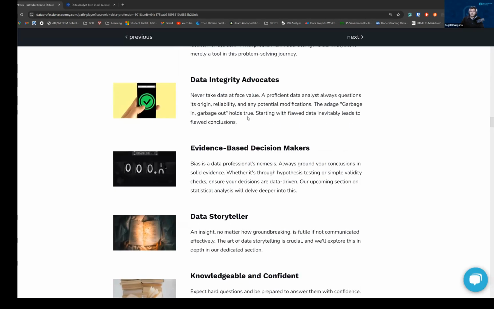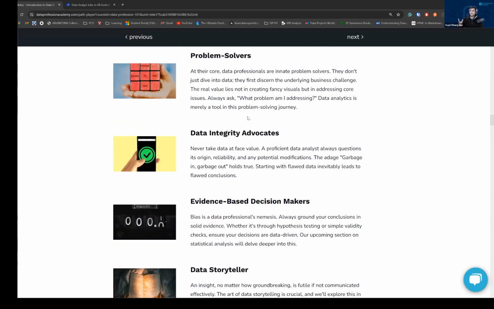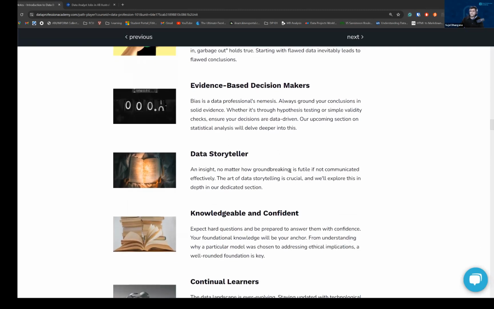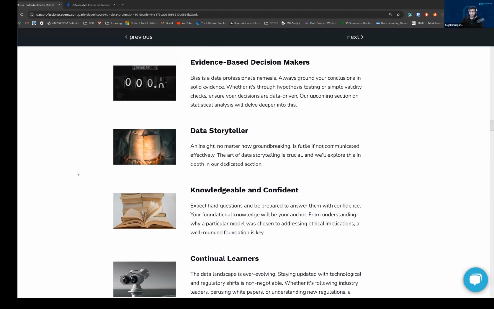And so we've gone with problem solving, data quality, and evidence-based decision making. So next up is data storyteller. This is where the communication skill comes in. No matter how groundbreaking an analysis you have done, no matter how pretty your graph is, if it is not communicated efficiently to the decision makers, then nothing matters.